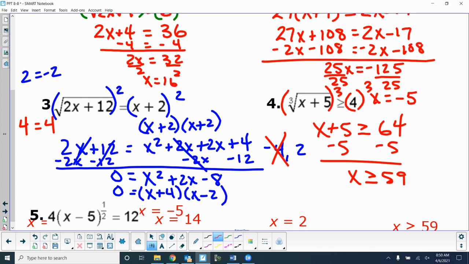All right? So when it's greater than or equal to, we don't have to worry about that negative underneath the radical part. Okay?